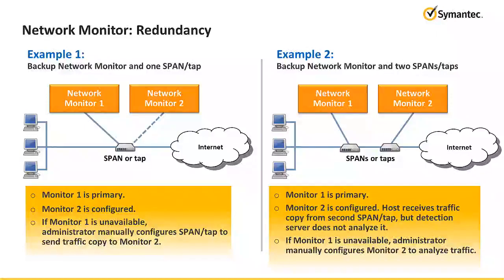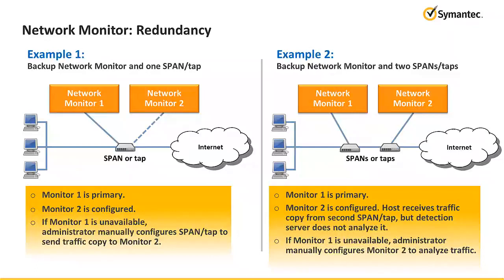Most customers do not implement high availability for Network Monitor for 2 reasons. First, Network Monitor analyzes a copy of outbound TCP traffic provided by a TAP or span, and is therefore not inline. And secondly, Network Monitor passively monitors traffic and does not perform blocking, so there is little added risk of data loss if Network Monitor is temporarily unavailable.